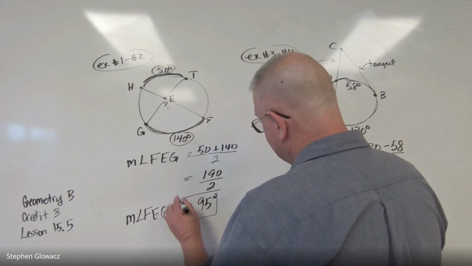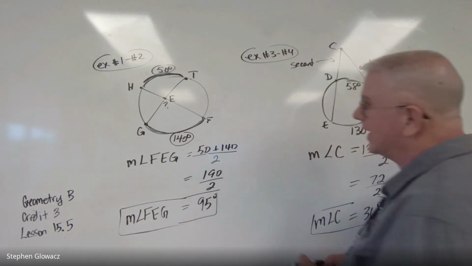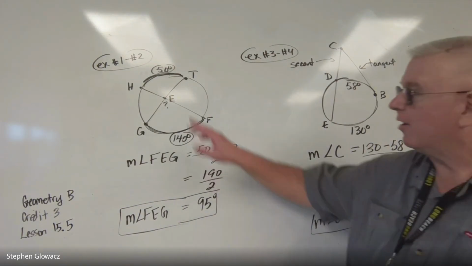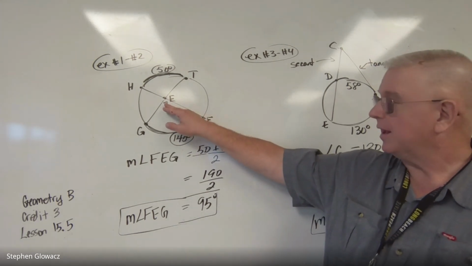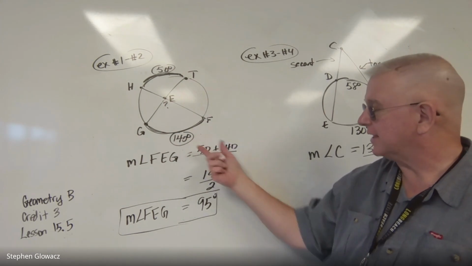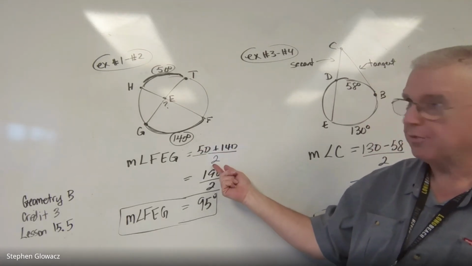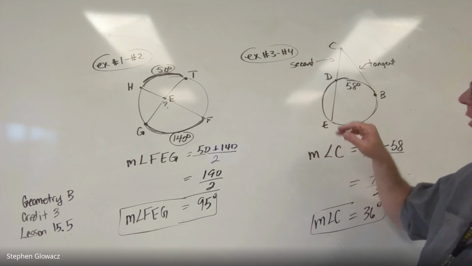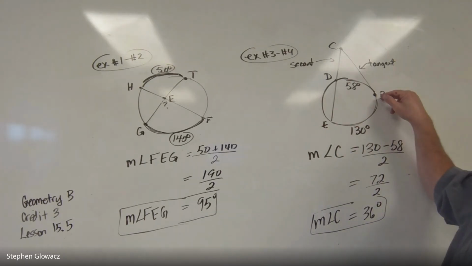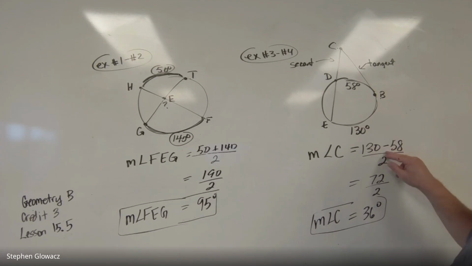All right, and that is it. So again, if you have a couple chords that intersect in the circle, you're going to add the 2 arcs and divide by 2. That's what you'll do for problems 1 and 2. For 3 and 4, if they intersect outside the circle, you're going to subtract the two arcs, larger minus the smaller, and then divide by 2.